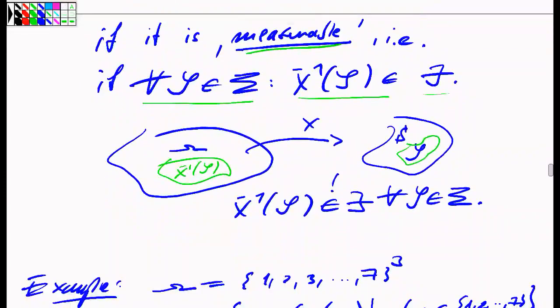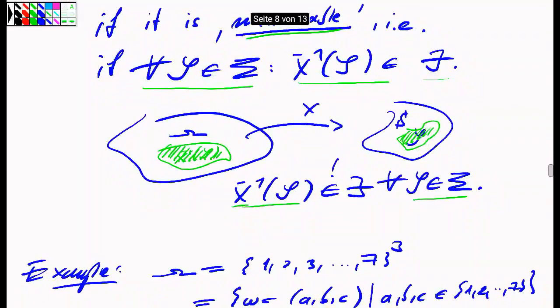So in pictures it's this: if you choose an arbitrary set S from the sigma-algebra, which was defined on the target space, then you want that the corresponding pre-image, so the collection of all little omegas which are mapped exactly into this target set S, that this pre-image set as a subset of Omega is a proper event, which is to say it is an element of our sigma-algebra F.